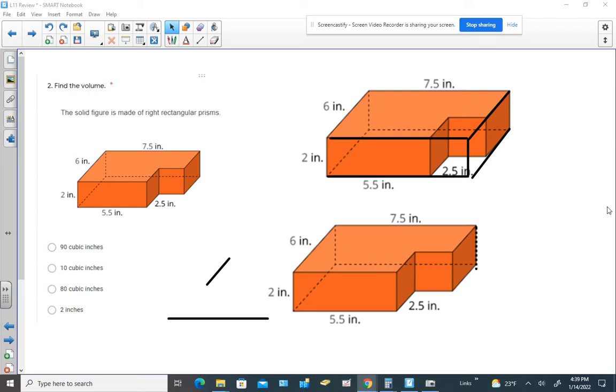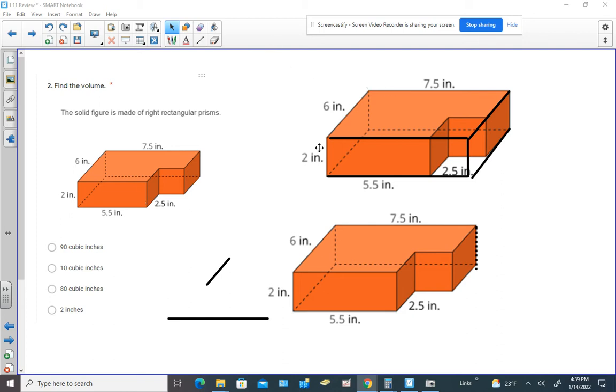Hey everybody, Mrs. Bianchi. We're looking at question 2. They're asking us to find the volume of this figure, and it's not a regular rectangular prism. It's an irregular one, or what we might call a compound figure. So we have a couple options for how we can approach this.